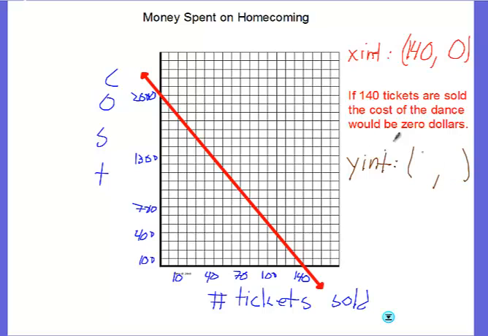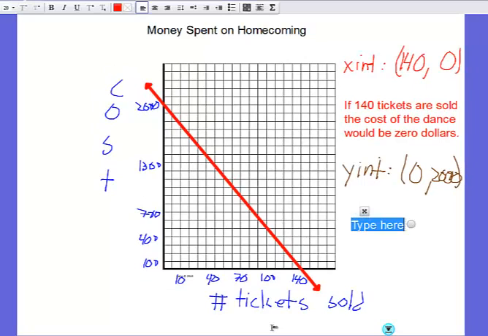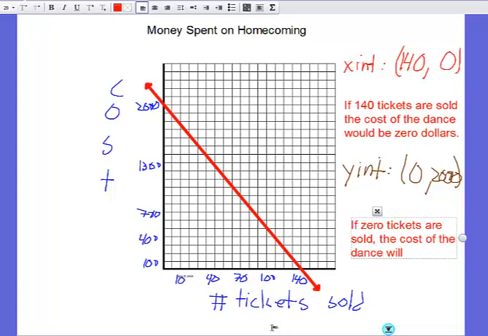So similarly, we can look at our y-intercept, which is all the way up here at 2,000. So our x is 0, and our y is 2,000. Again, in words, what does that actually mean? Well, the x value corresponds with the number of tickets sold. So if 0 tickets are sold, the cost of the dance will be $2,000.